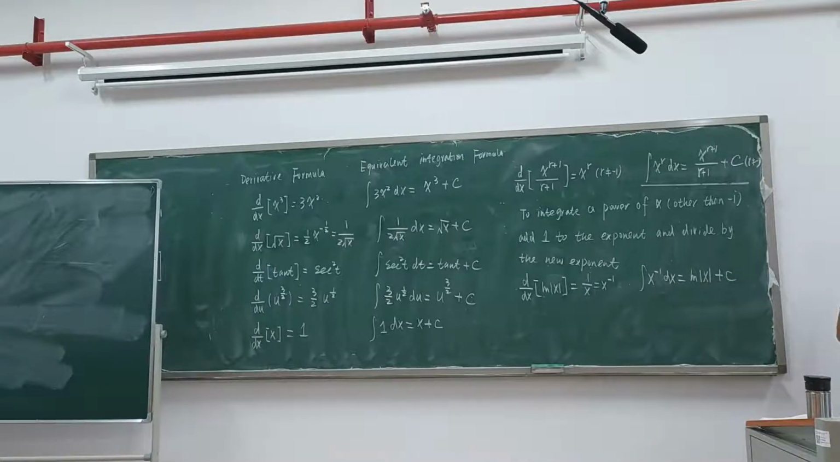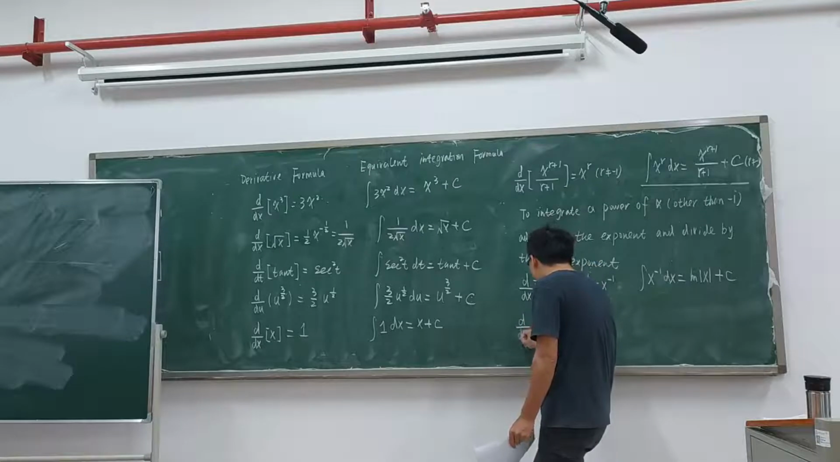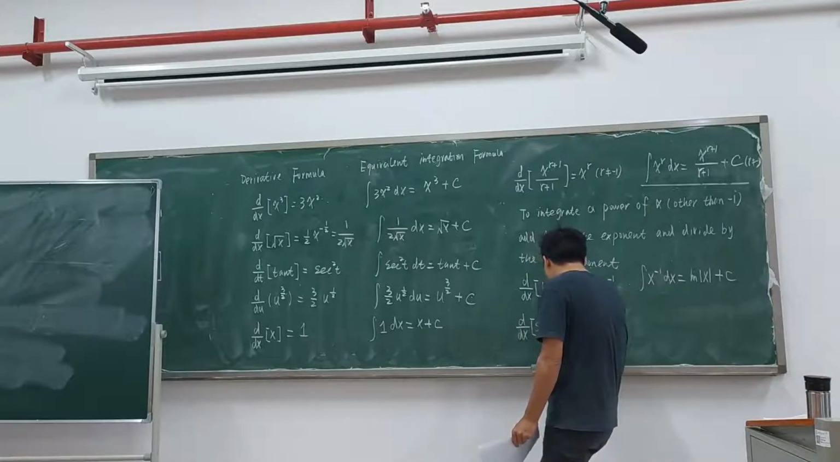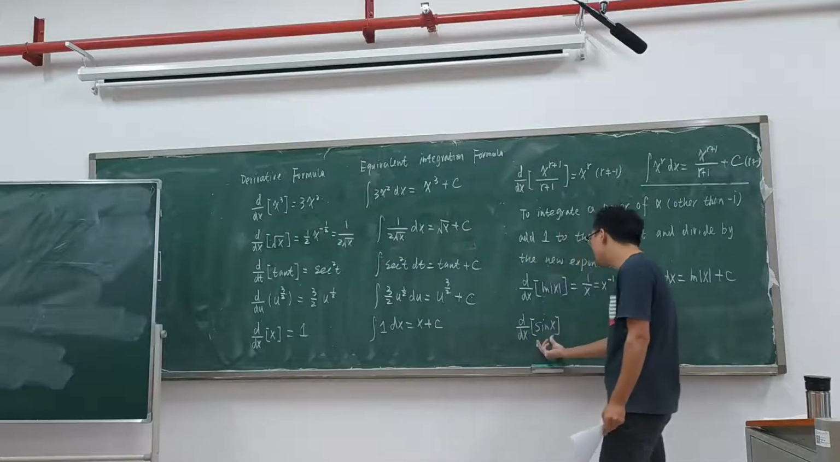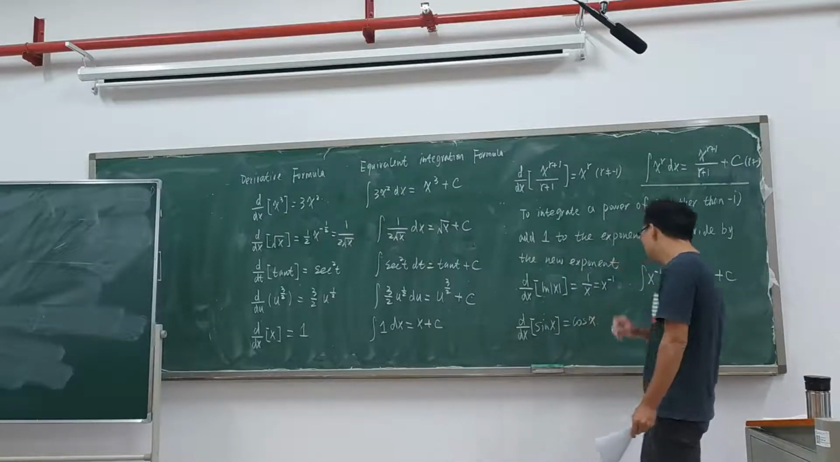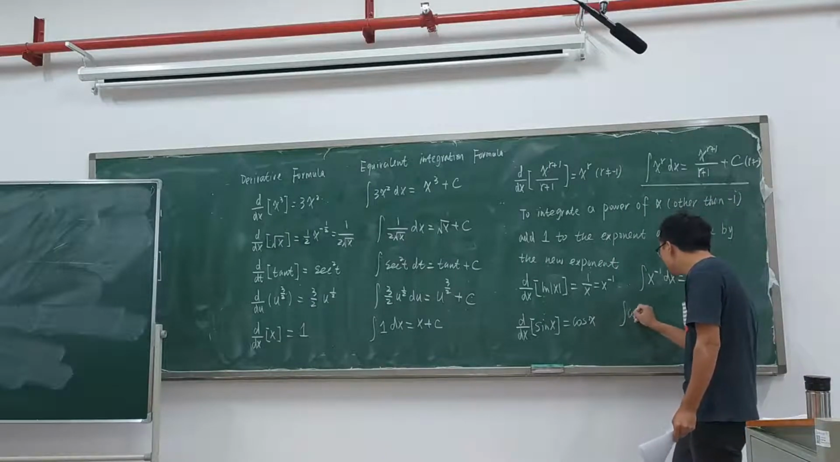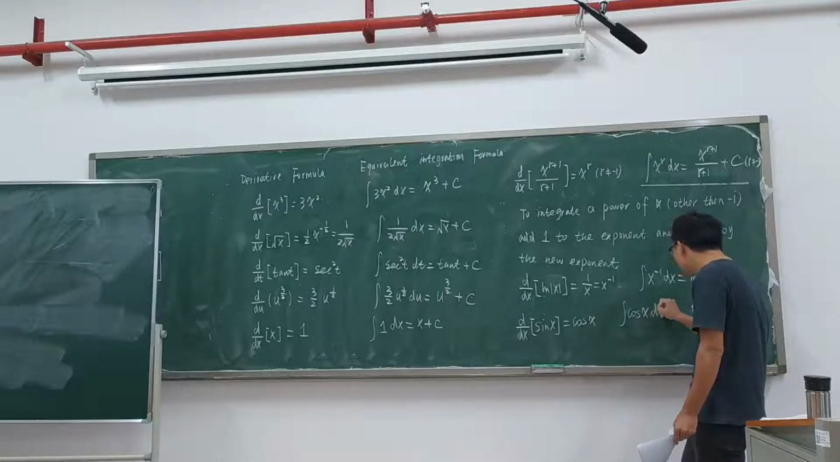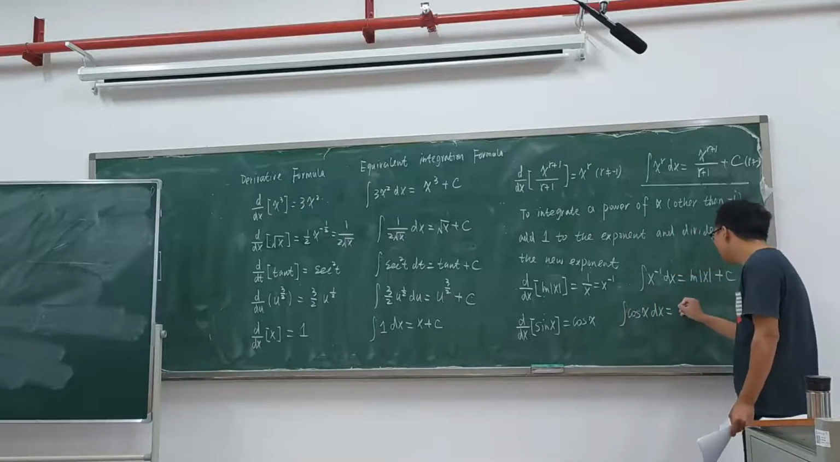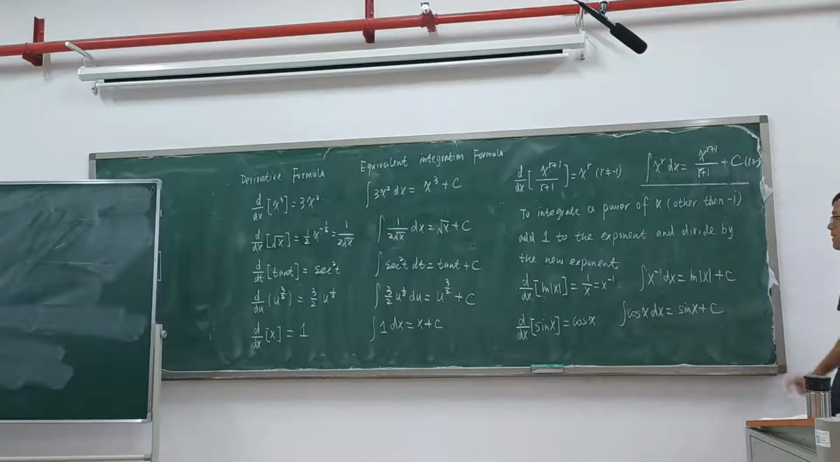And now d/dx of sin x, okay? The derivative of sin x equals what? Equal to cosine x. So the equivalent integration formula: the antiderivative of cosine x equals what? Equal to sin x plus c, yeah?